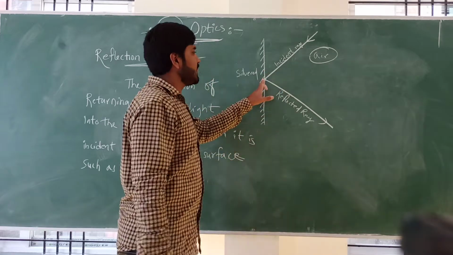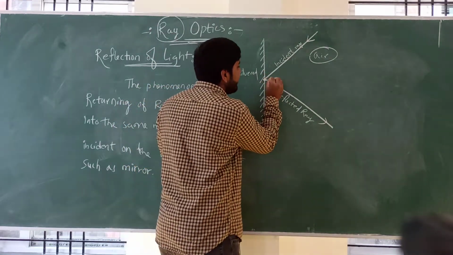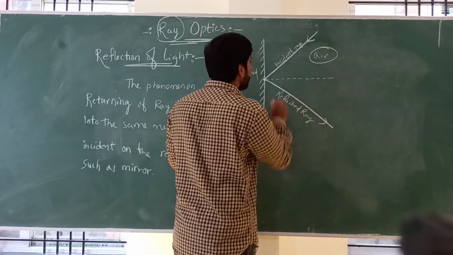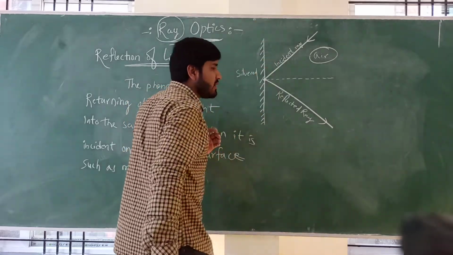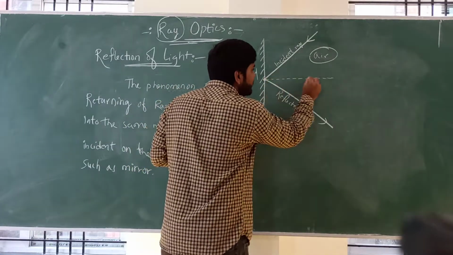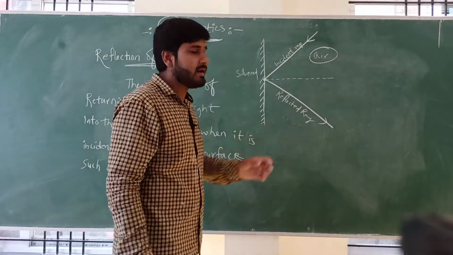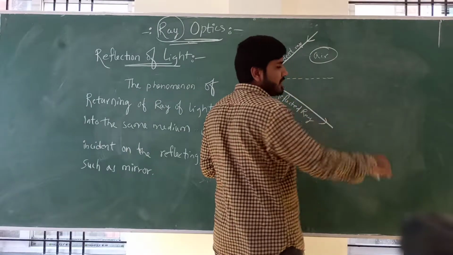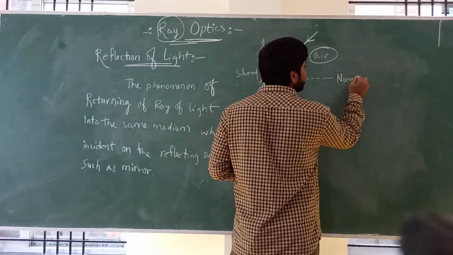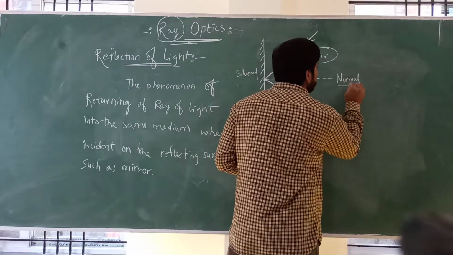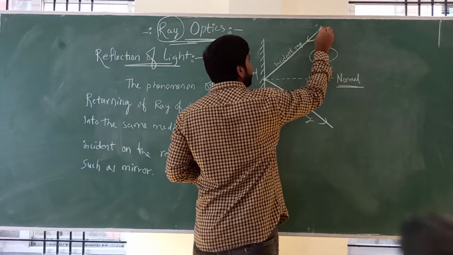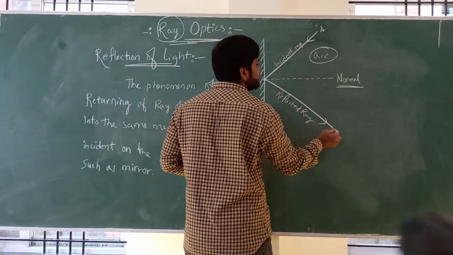At this point, if I draw a perpendicular to the mirror, that is, perpendicular to the reflecting surface, that perpendicular is called the normal. Okay, I will give the names. This is A, this is B, this is C.